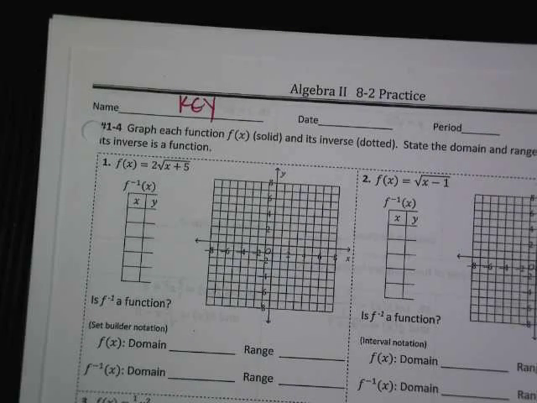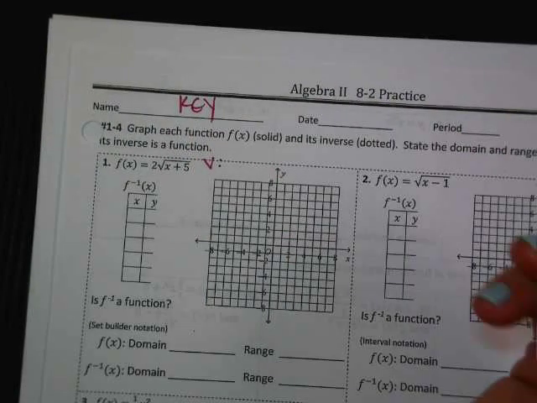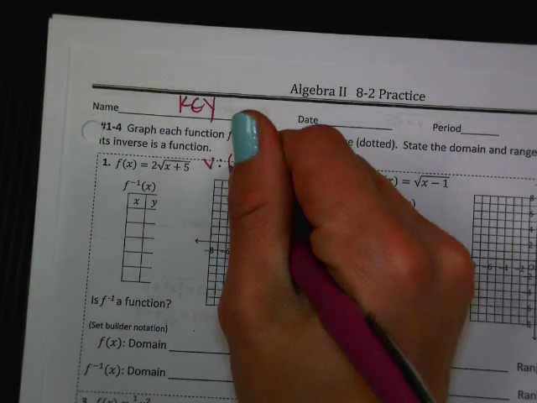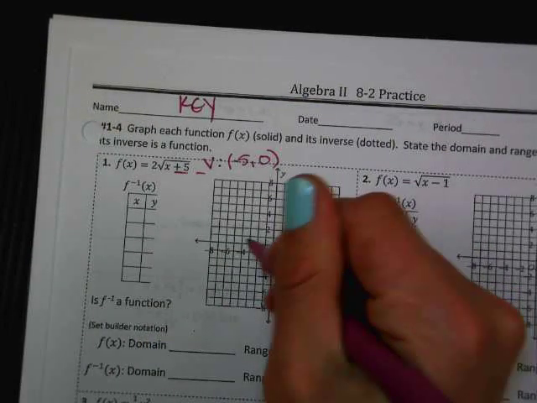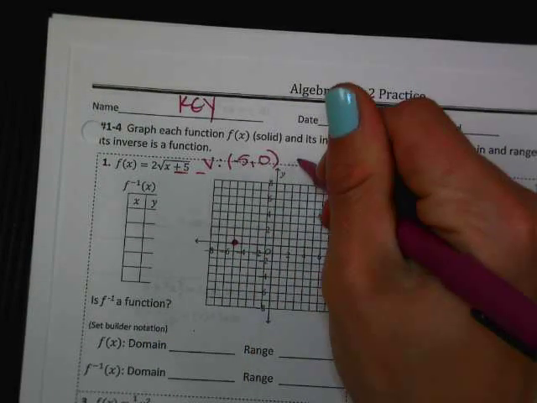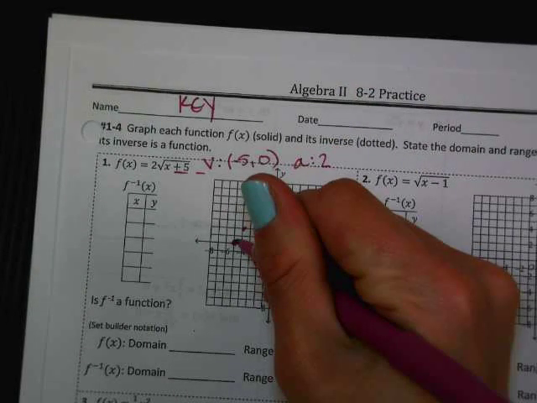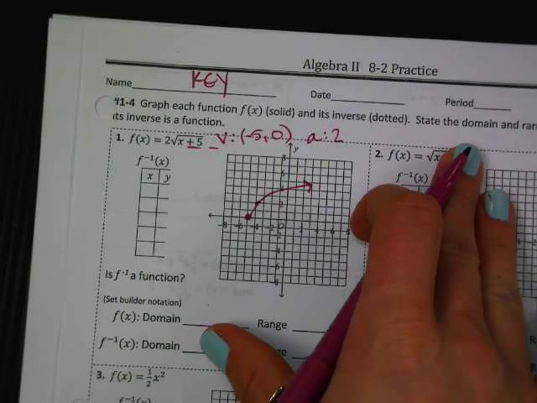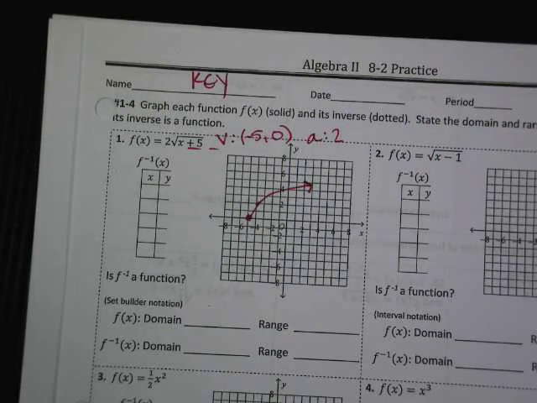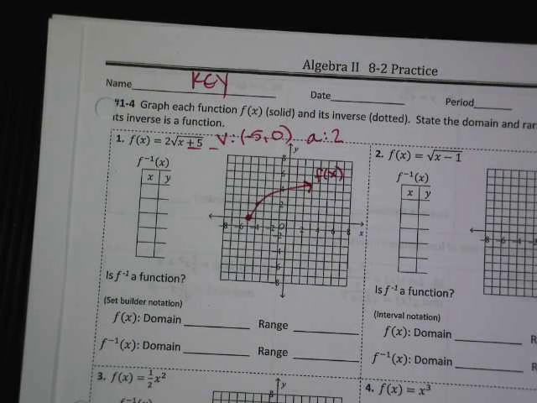Alright, so for your 8-2 practice, you're going to solve these the same way we did the other day, where you're going to plot your vertex. Negative 5, 0, coming from those numbers. And your a value is 2, so you're going to go up 2 over 1. Draw your square root. You don't need the other side because it's a square root. So that is f of x.